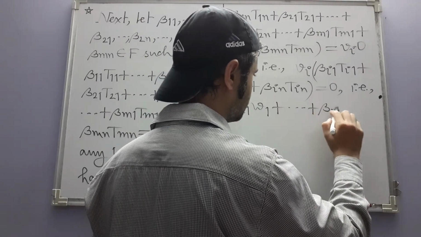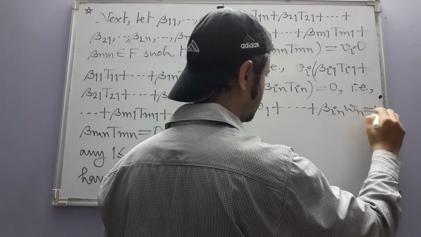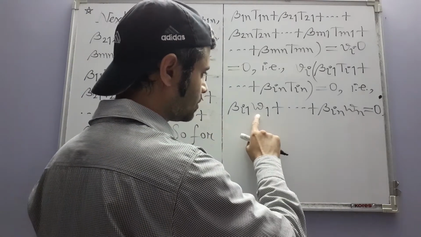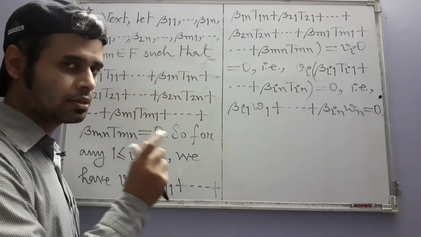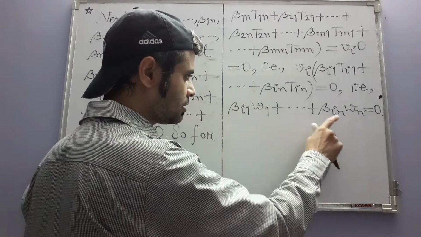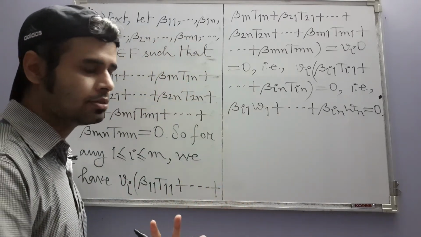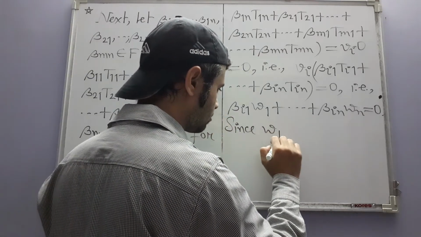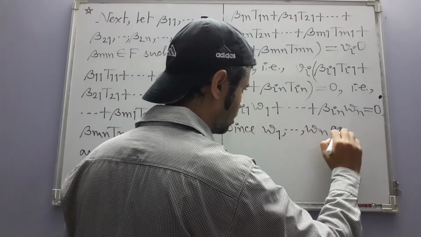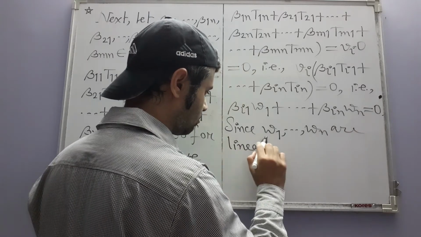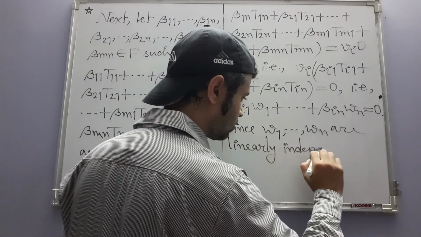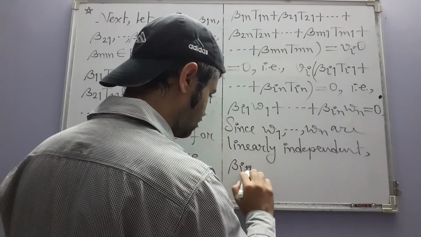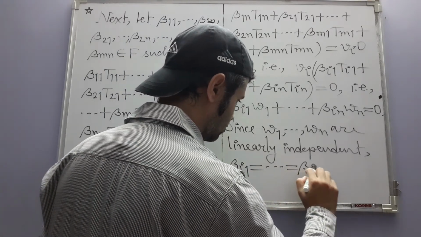Finally, beta in w1 is equal to 0. But note that now this is a linear combination of the basis vectors, the w's, in the space capital W. So the basis vectors in capital W are like any basis, they are linearly independent, since these vectors are linearly independent, all the betas are equal to 0.